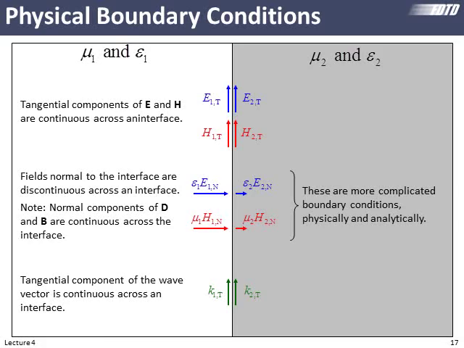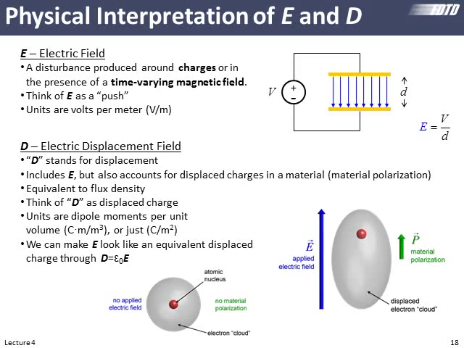Now, we don't need to know a whole lot about this for finite difference time domain, but it is useful to physically interpret E and D. And it turns out there's really two ways that we can have electrical energy. We can have the type of electrical energy that exists in outer space. Those are our electric fields. We can think of that sort of as the initial push. Or we can displace charges. Like when we charge a capacitor, we push charges to separate locations, and that is also electrical energy.